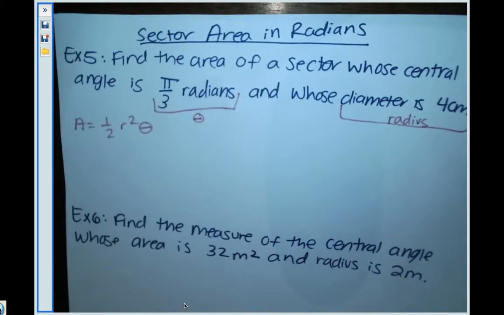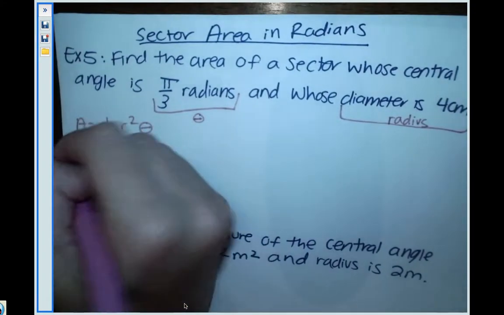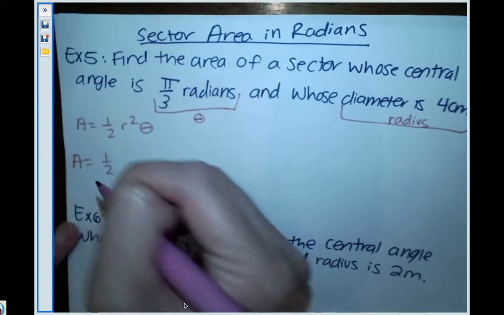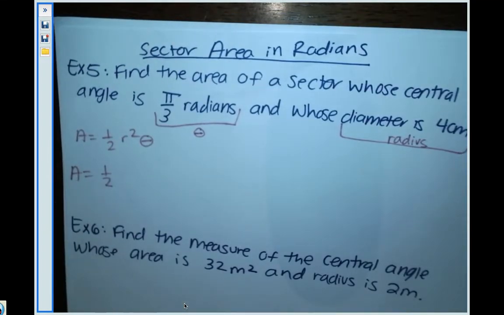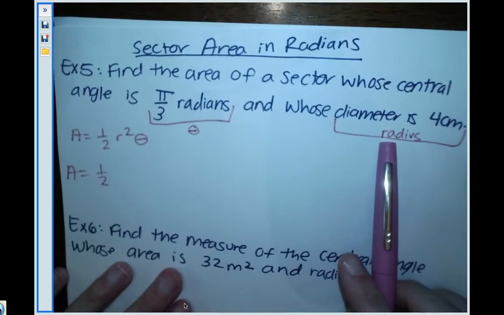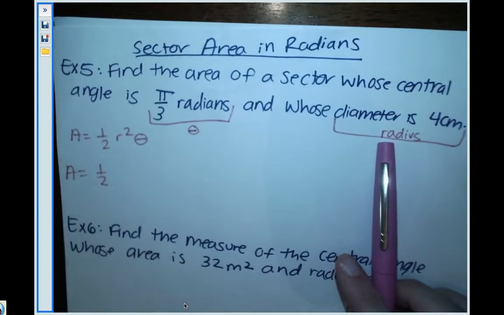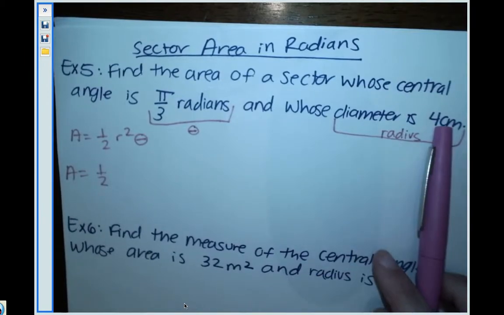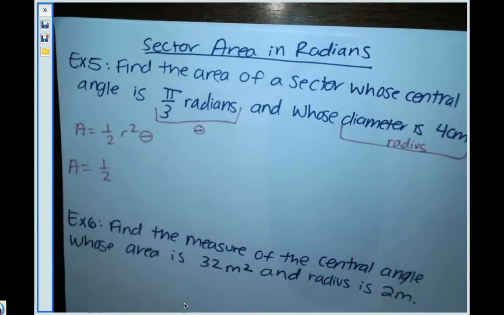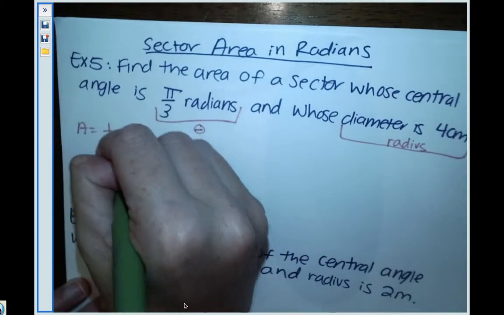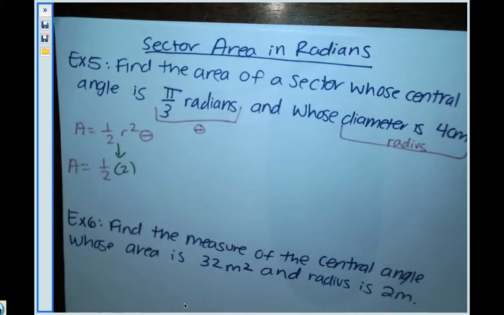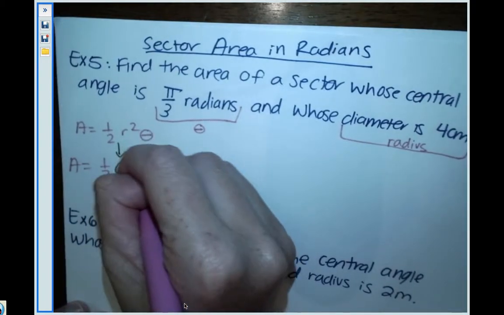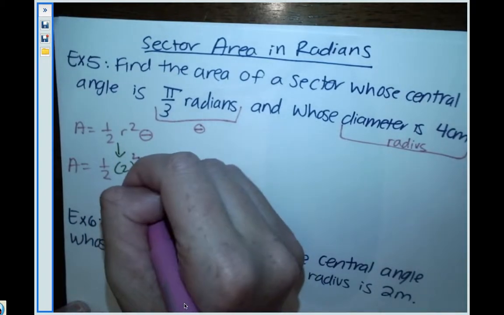All right, let's fill in our values. So I have area equals 1/2. Now, I currently don't know the radius, but how does the radius relate to the diameter? Well, the radius is half of the diameter. So I know my radius is half of 4 centimeters, which is 2 centimeters. So I'm going to replace that with 2 centimeters. So it's going to be 2 squared times theta, which is pi over 3.